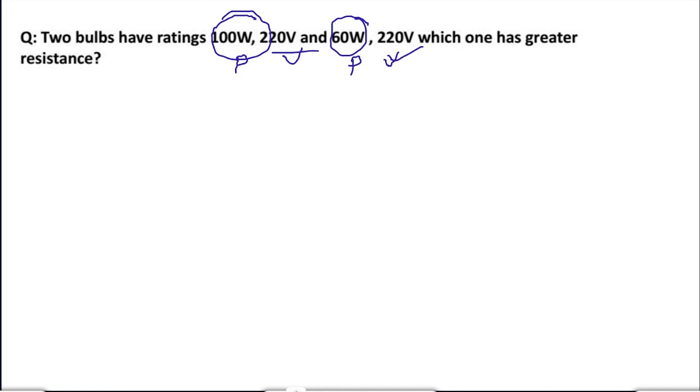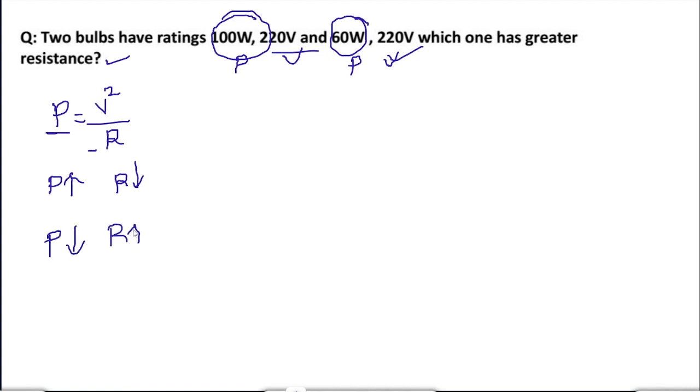What is the relation between power and resistance? When voltage is constant, we have a formula that P is equal to V squared by R, right? Got it? So P is inversely proportional to R. If P is greater, then R decreases, right? And he's asking which one has greater resistance. That means whichever has a lower power has a higher resistance. So among these, which one has the lower power? That is nothing but the second one, obviously. But let me just give you a numerical proof.